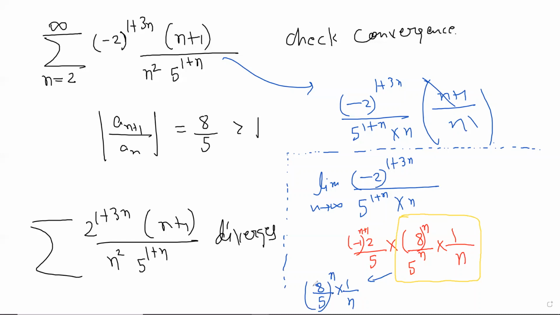Just think about it. 8 by 5 is 1.6. So 1.6 to the power n by n surely goes to infinity. Forget about 0, it doesn't go to 0. The terms are going to infinity. So if the terms are not going to 0, the series is not going to converge. This is a proper proof.